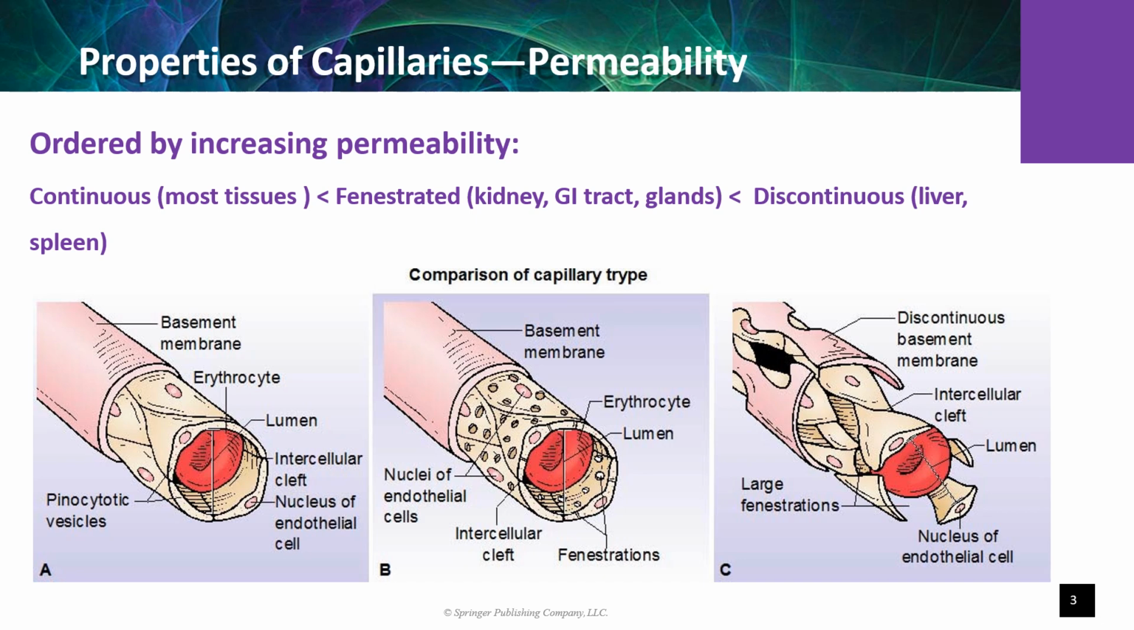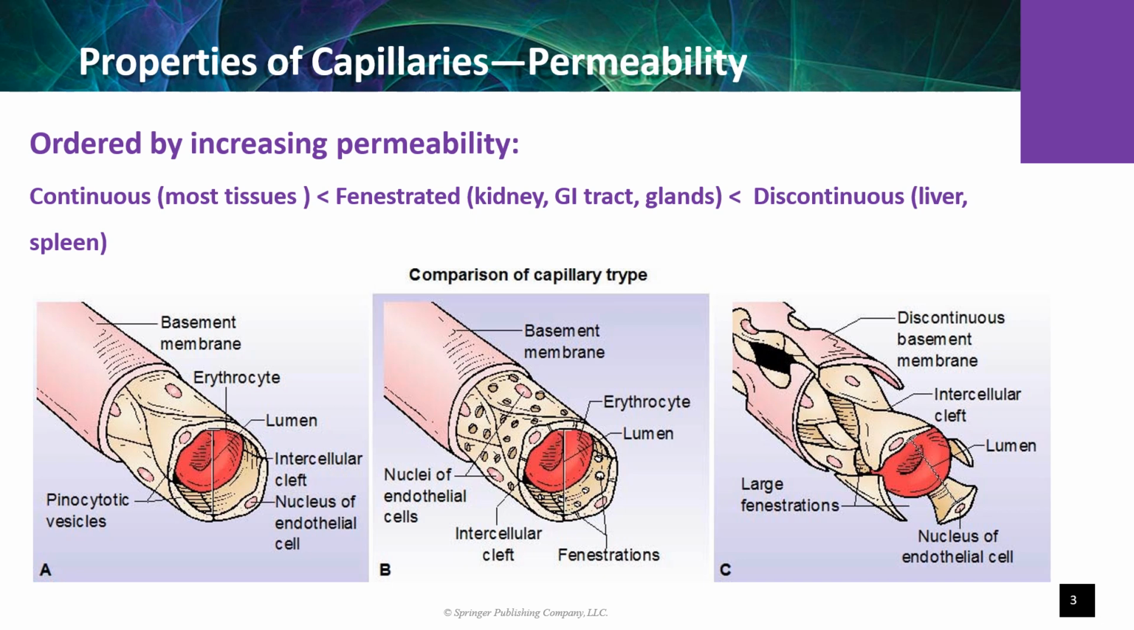Capillary types have different permeabilities. Continuous are the least permeable, yet they are the most abundant type and are found throughout all the tissues. The pores are too small to permit movement of plasma proteins, so they remain in the vessel and they exert a force called colloid osmotic pressure that helps retain fluid within the capillary lumen.